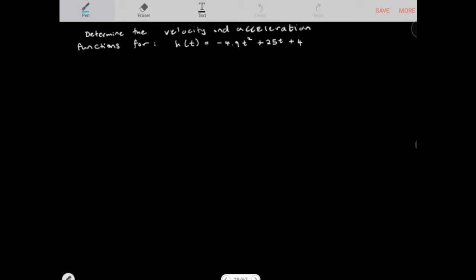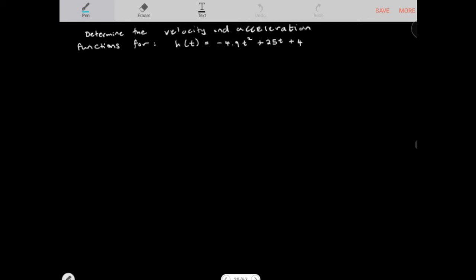Alright, let's determine the velocity and acceleration functions for the following. h(t) is equal to negative 4.9t squared plus 25t plus 4, right? This is usually the equation of a projectile, and h(t) looks like the height in meters after t seconds, right?